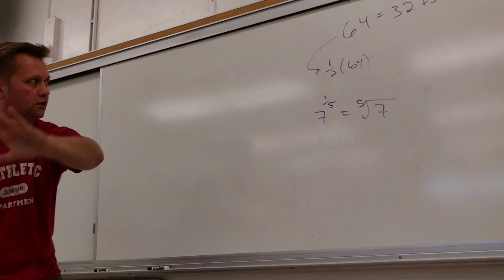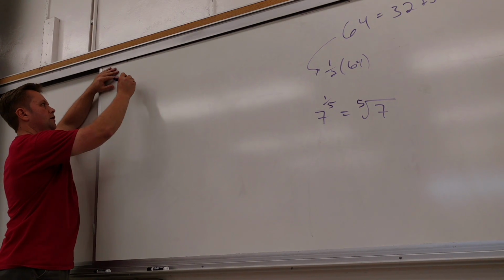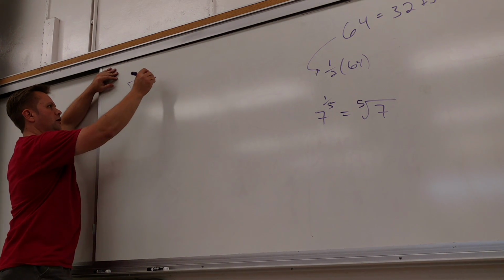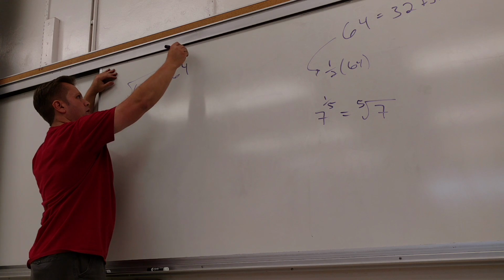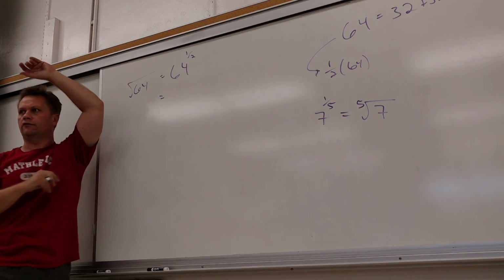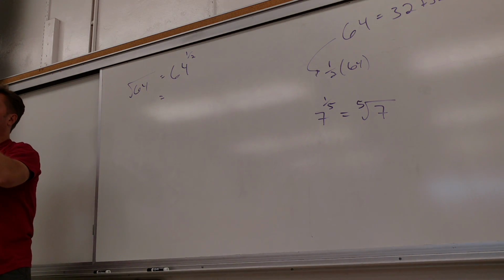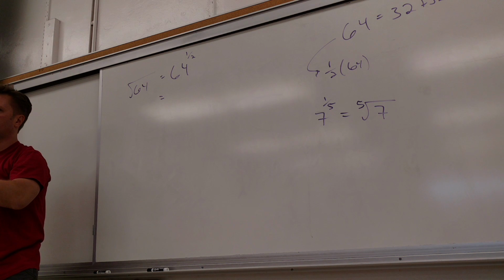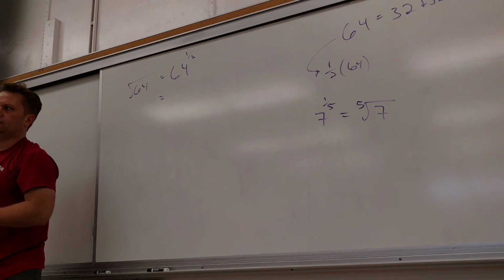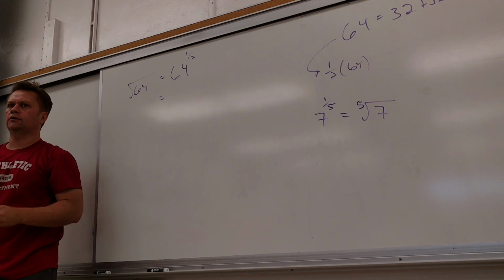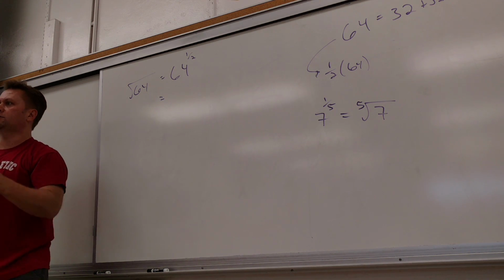Alright, now watch this. So if I see the square root of 64, I can write that as 64 to the 1/2. I really want you guys to fully buy into this. I'm going to do something you're never going to do, but it explains why things happen.